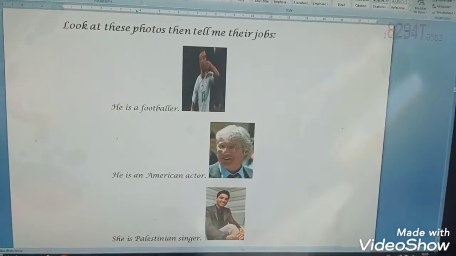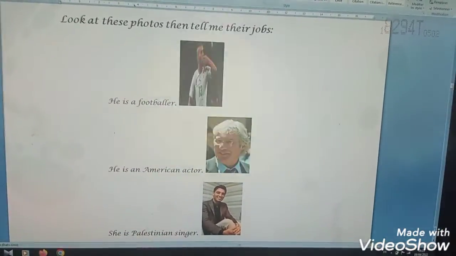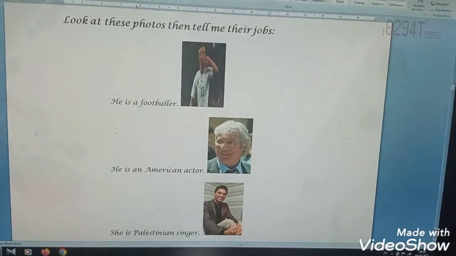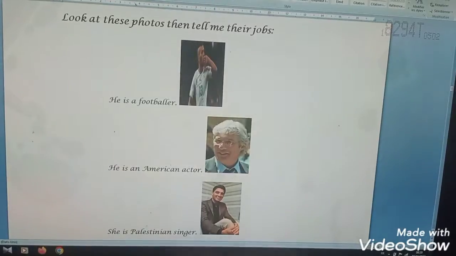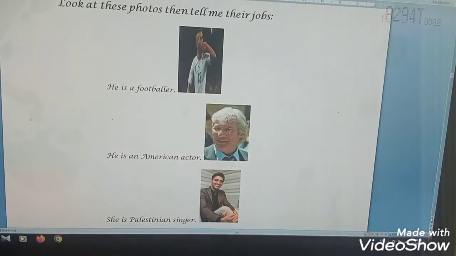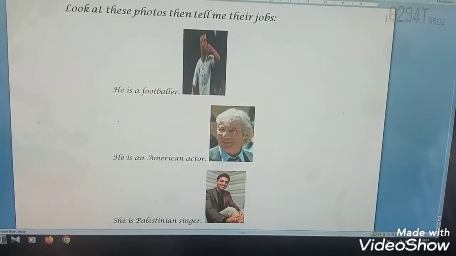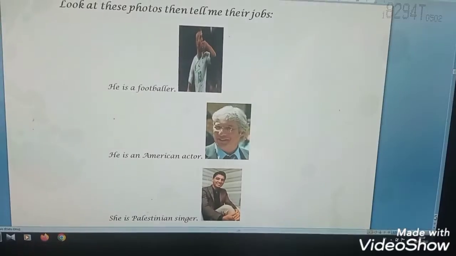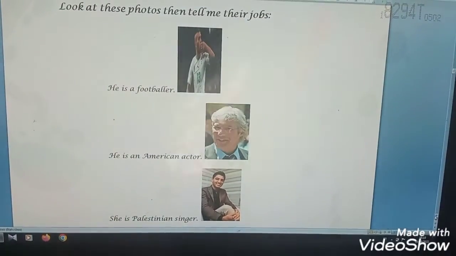This part: I look at these photos then tell me their jobs. So look at the picture, part of illustration. Look at the picture. So the first picture, what is it? He is a footballer. Second, he is an American actor, an American actor.